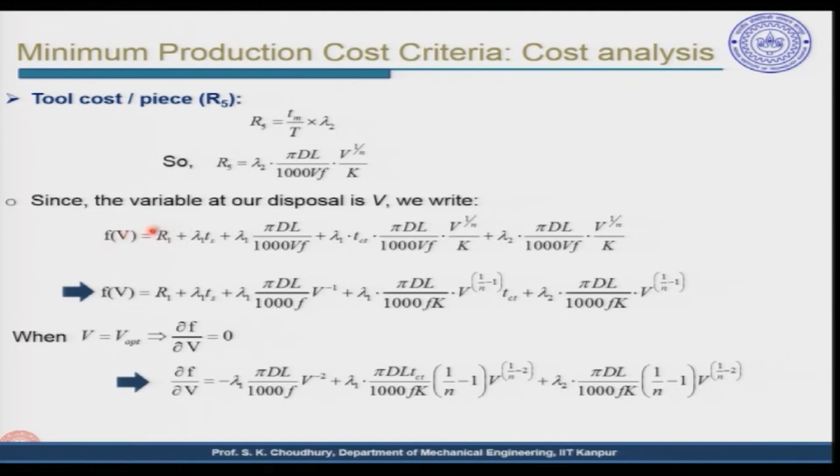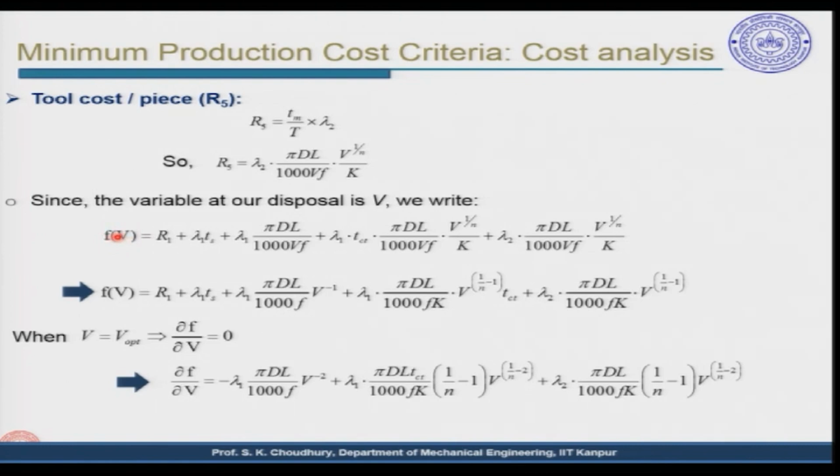That is equal to r 1, which is independent of the cutting velocity, r 2, which is independent of the cutting velocity and is given by delta lambda 1 into T s, r 3, this is the machining time that we have already calculated, r 4, this is the tool changing time cost per piece, and the tool cost per piece. So, all these we found out, we sum them together, and we say that this is a function of the cutting velocity, which is basically the cost per piece.